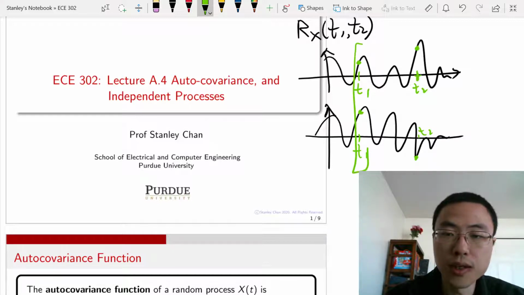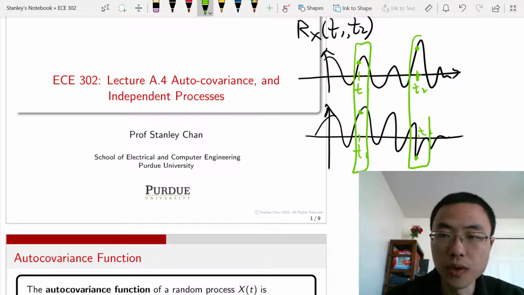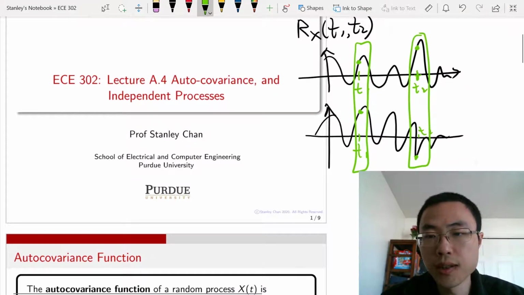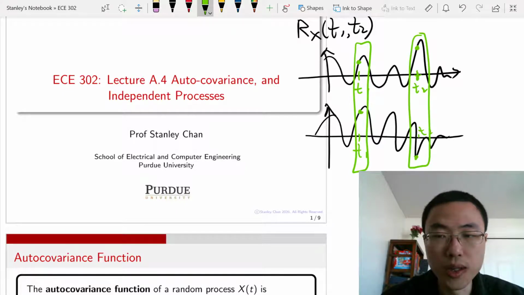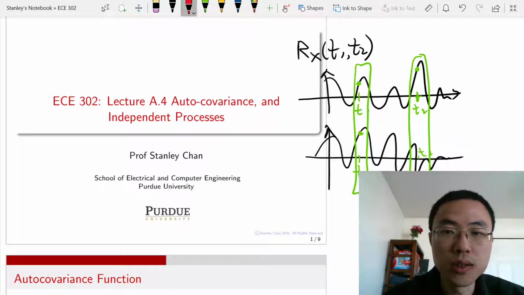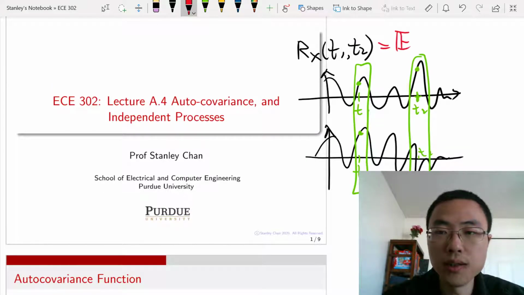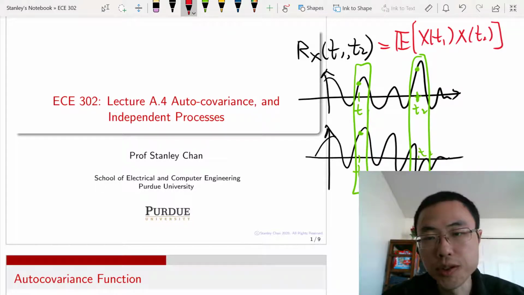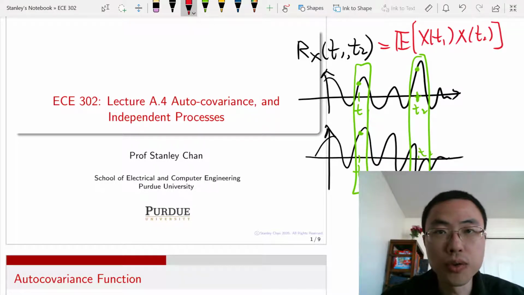And if you look at the things vertically, or what we call the statistical perspective, you can see that there is a random variable at t1, and then there is a random variable at t2. And therefore, we can talk about the correlation between x at t1 and x at t2. So this is the definition of the autocorrelation function.